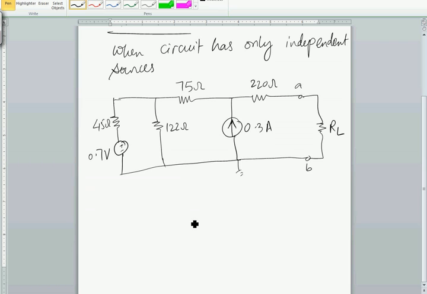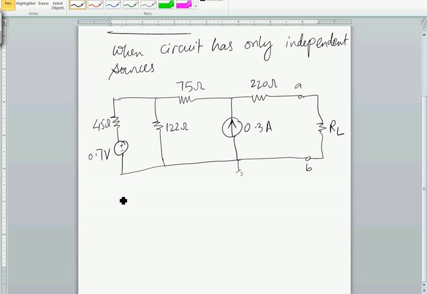And to find the Thevenin equivalent resistance, what you have to do is to remove the voltage sources and the current sources from the circuit. Wherever you have voltage source, short circuit that source. Wherever you have current source, open those terminals. And for the resultant circuit, you have to find the equivalent resistance looking into the terminals where the load was connected.